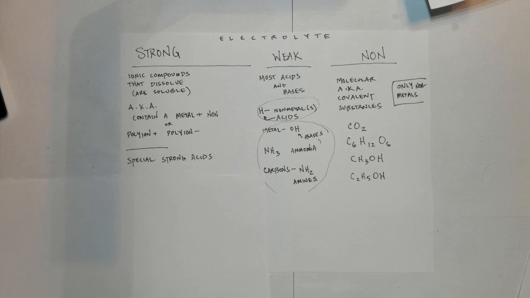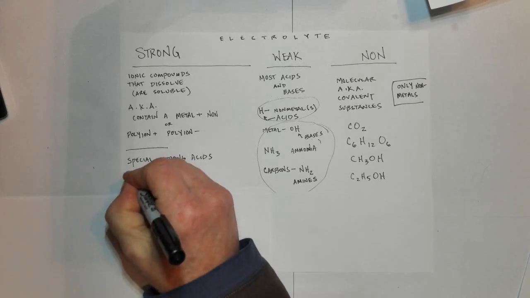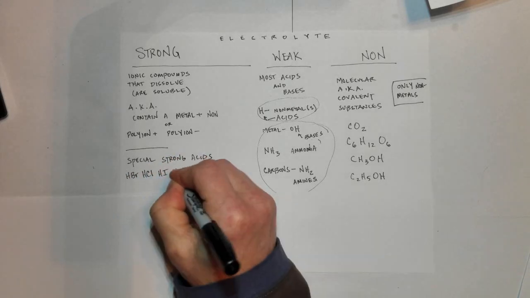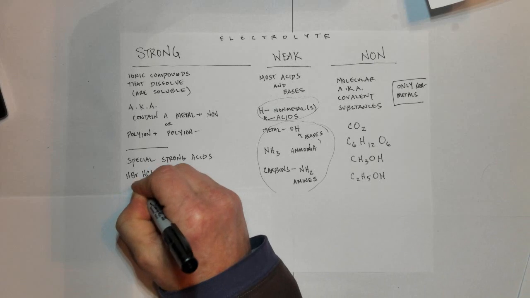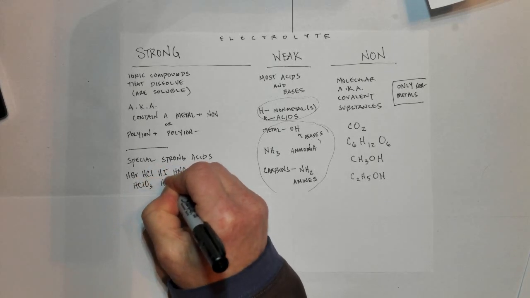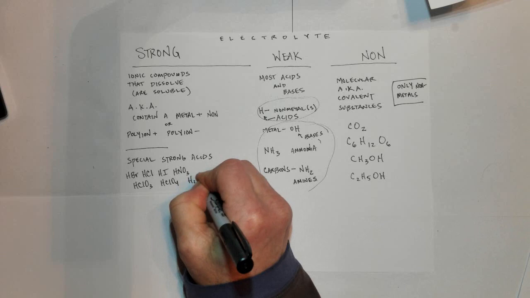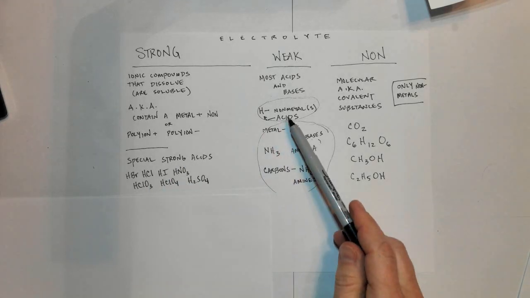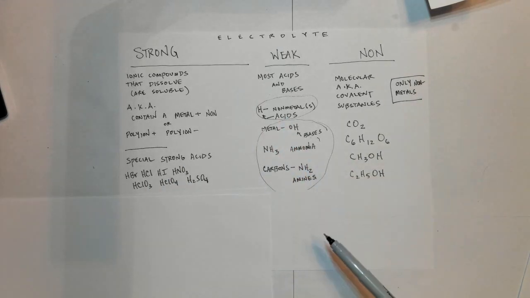There are 7 special acids that are strong. These are HBr, HCl, HI, HNO3, HClO3, HClO4, and H2SO4. You'll learn a way to say these and then memorize them, because it's the only way to know the strong acids. And then everything else that starts with an H is a weak acid.